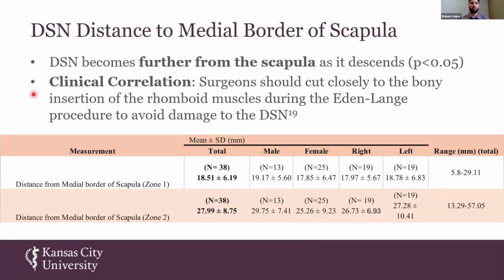Moving on to where the dorsal scapular nerve is in relation to the medial border of the scapula, the dorsal scapular nerve becomes further away from the scapula as it descends down the rhomboid muscles. So correlating this back to the Eden-Lange procedure, as long as the surgeons stay as close as possible to that bony insertion point, they should avoid damage to the dorsal scapular nerve. And just to point out, none of our dorsal scapular nerves crossed that bony border, and our smallest distance that we recorded was 5.8 millimeters.